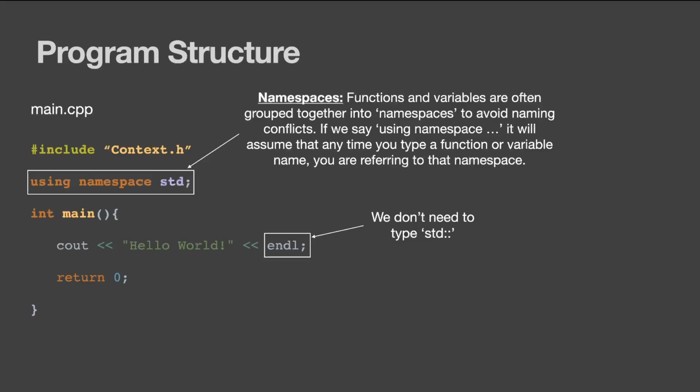If I was to add this line called using namespace std in order to be in the standard C++ library namespace, then I don't need to type std:: in front of every single call or variable that's within that particular library's namespace.